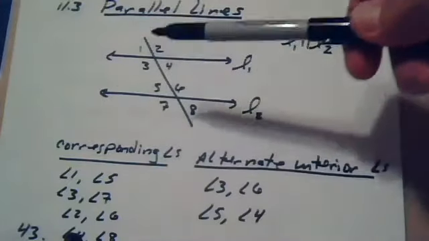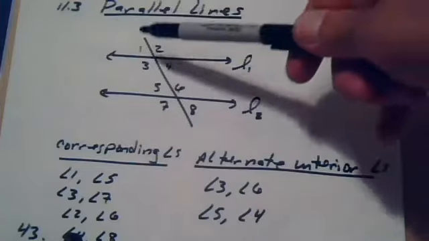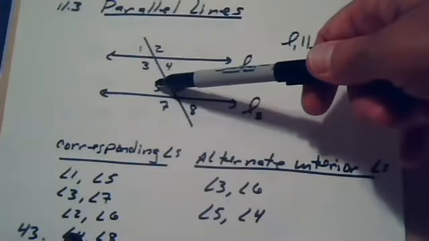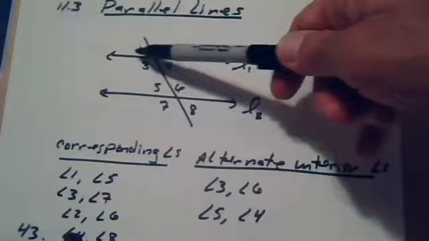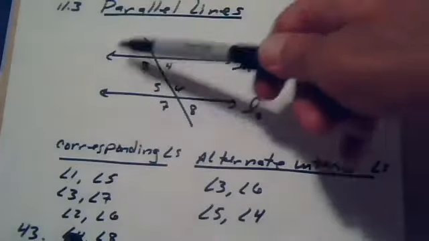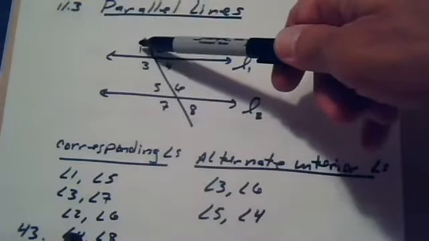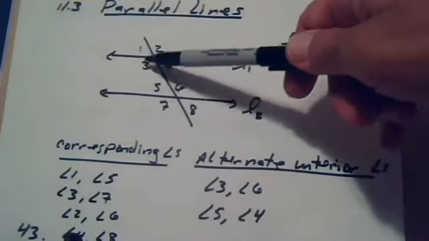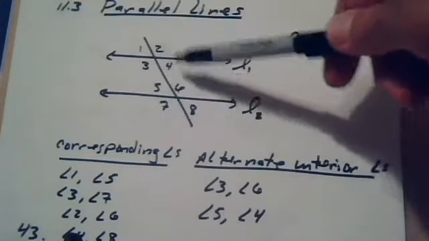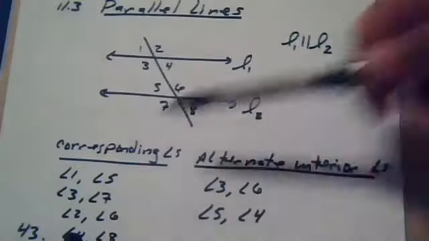So we have 3 types of angles that are produced. Angle 1 and angle 5. Notice this was on the top over here, and this was on the top of this line on the same side of the transversal. These are called corresponding angles. 3 and 7 are corresponding. 2 and 6, 4 and 8 are corresponding.